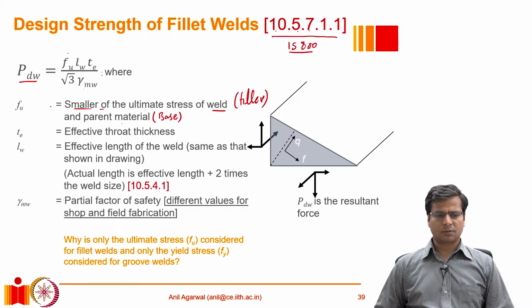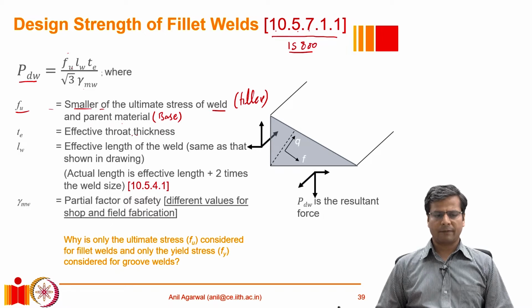So it asks us to take the smaller of the two Fu values. The first question is why it is using the Fu value and not the Fy value, and the second question is why the smaller of the two. We will discuss that. In the meanwhile, while I am talking about other parameters, you try to think about the answer to these two questions.